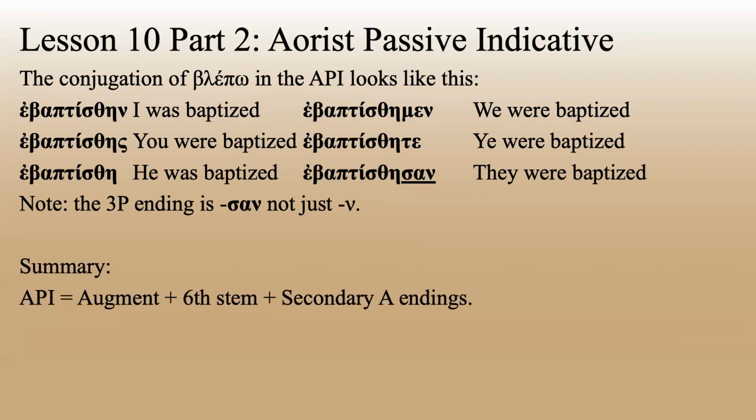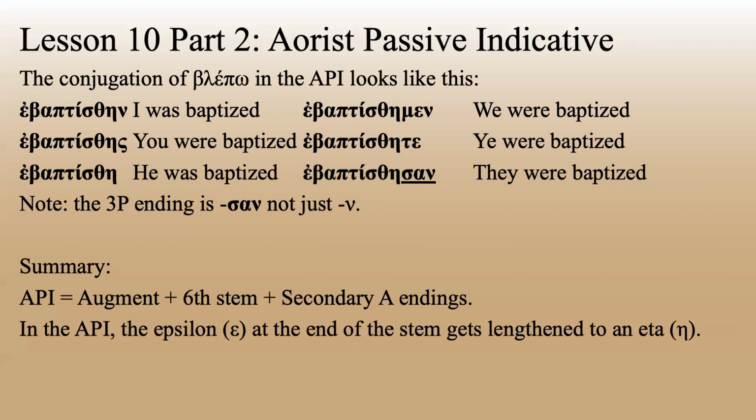So summary, aorist passive indicative equals augment plus sixth stem plus secondary A endings. And in the aorist passive indicative, the epsilon at the end of the stem gets lengthened to an eta.